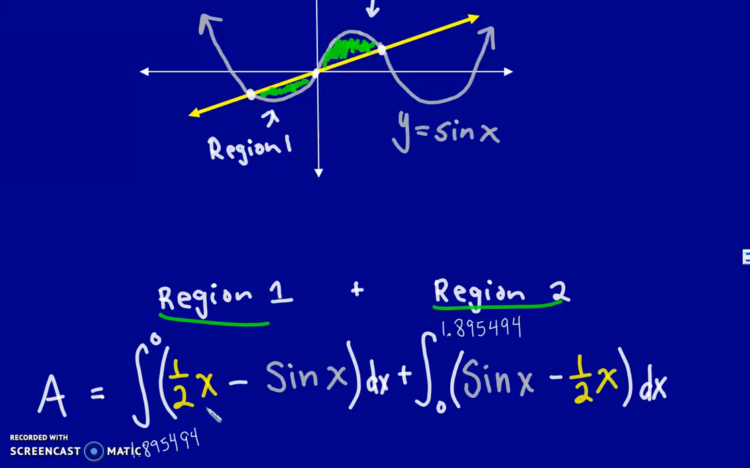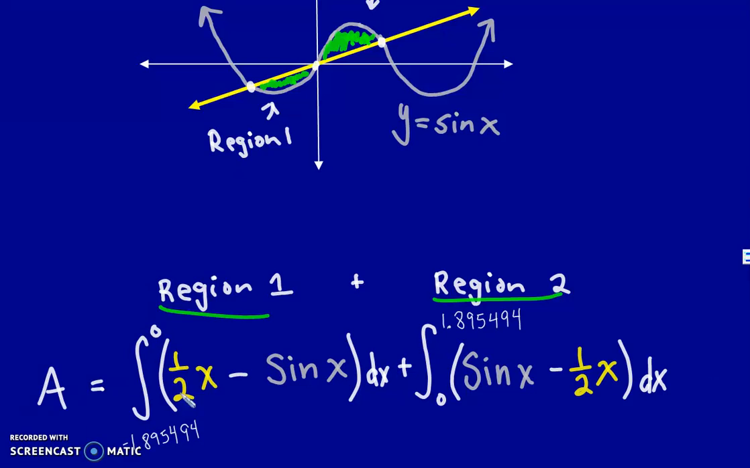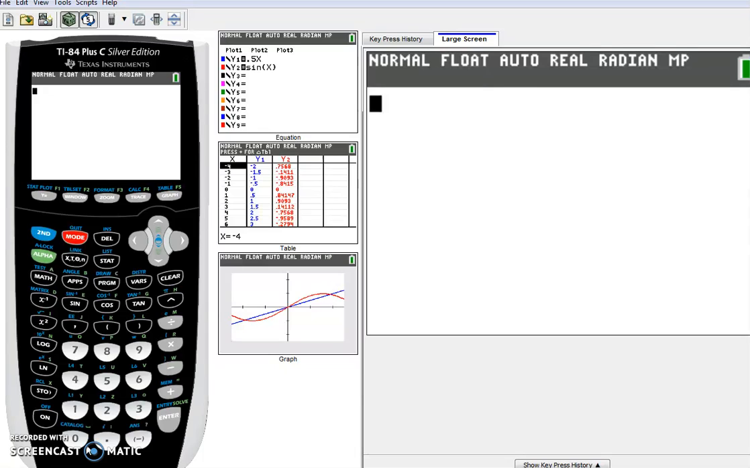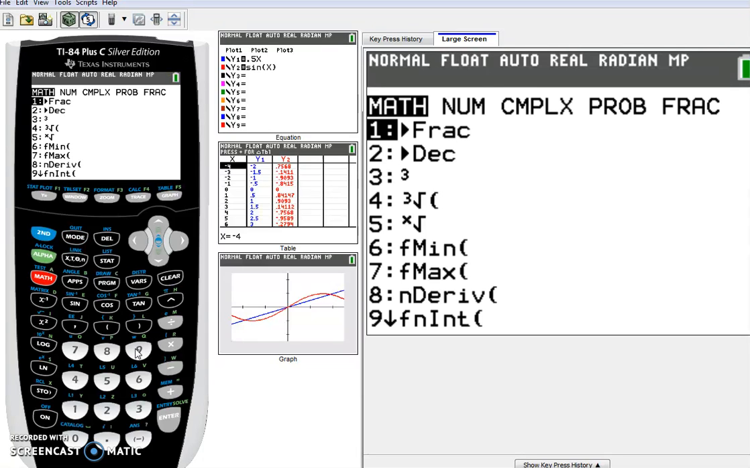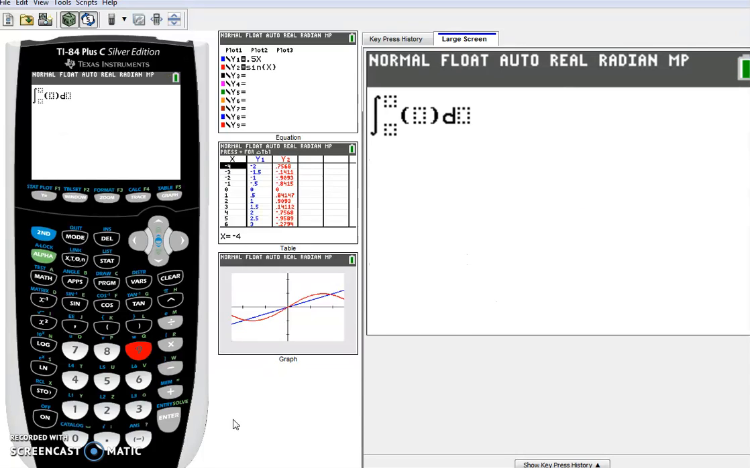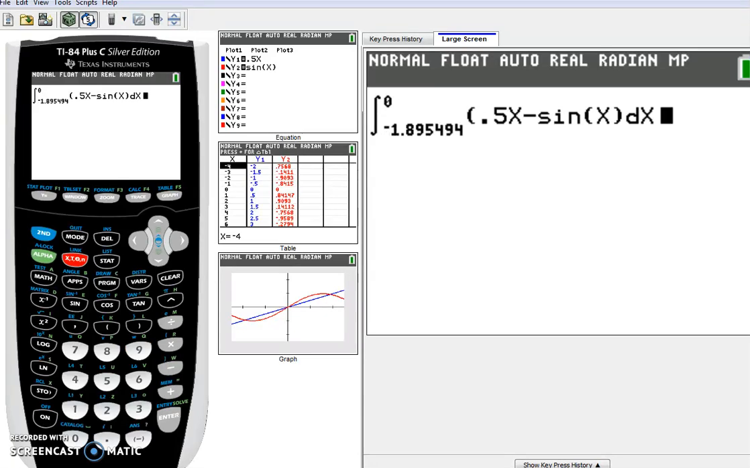So it goes, the first integral is 1/2 x minus sine x, and the other integral is sine x minus 1/2 x. And let's use our graphing calculator to calculate this. Remember that you need to hit math number 9 to get to your integral. So set it up. So this is the first one.